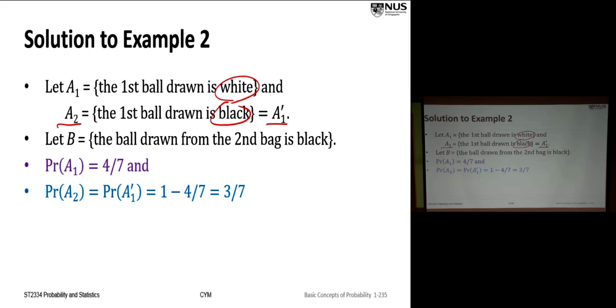So the probability of A1 is 4/7, because there are 4 white balls. The probability of A2 is 3/7. You can forget about this one. There are 3 black balls out of 7 in the first bag.